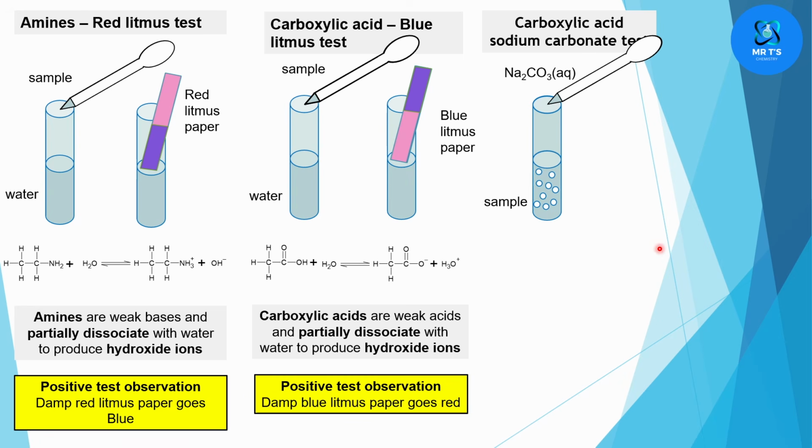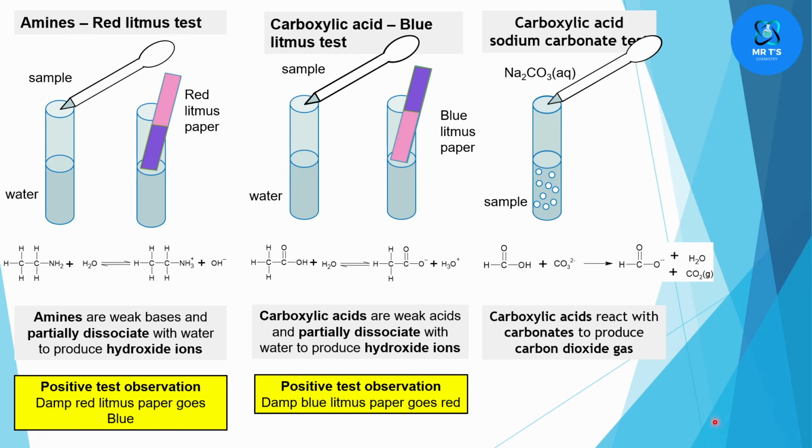some sodium carbonate. Now, the carbonate ions from the sodium carbonate are going to react with the carboxylic acid, and it's going to make carbon dioxide and water. Okay, so that's what it's going to produce, and we will see the carbon dioxide as bubbles. That's our observation: the positive observation for this is the solution fizzes or gets bubbles.